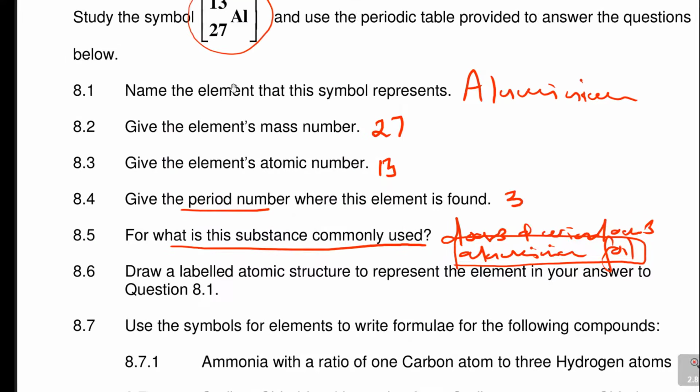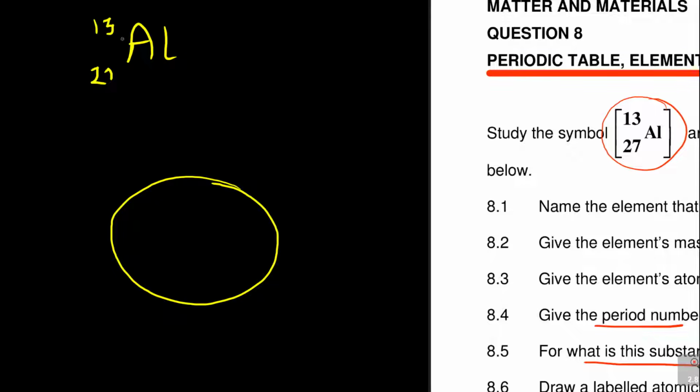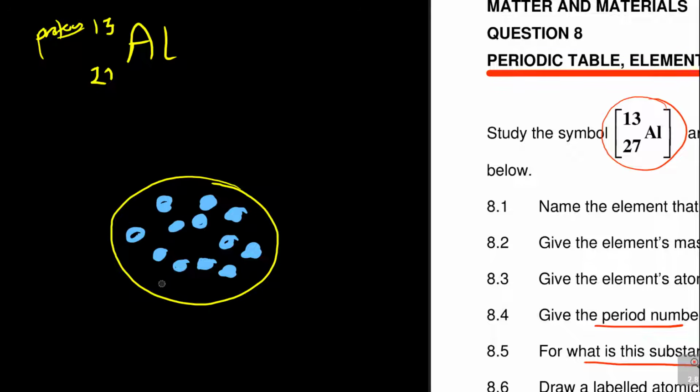Alright, draw a labeled atomic structure to represent the element in your answer to question 8.1. I think we've done this again where we draw an aluminium, but let me do it here. When you're drawing it, first things first, they want you to draw the atom aluminium, Al, which has got 13 and these are 27. Now remember, you need to have the nucleus, and it's telling you there are 13 protons. I told you these are protons, so you can come in and say, okay, let me do my protons, make them 13. 1, 2, 3, 4, 5, 6, 7, 8, 9, 10, 11, 12, 13.